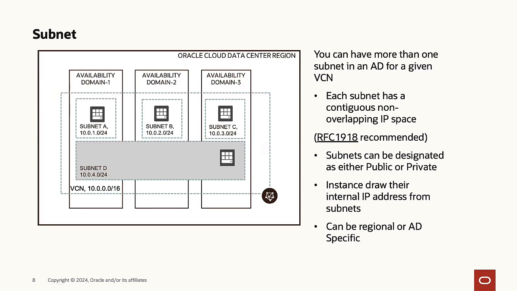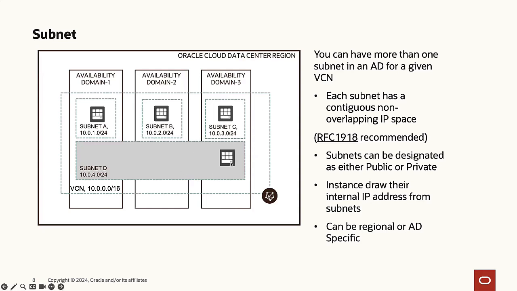Yeah, good question. Next up we have subnets, and subnets are how you subdivide your networks further. Like Olivia mentioned, there are regional subnets and availability domain specific subnets. You can see here we have subnet D, and this is an example of a regional subnet. It spans across all of the data centers within a region. So it's similar to the VCN in the sense that it spans all of the availability domains.